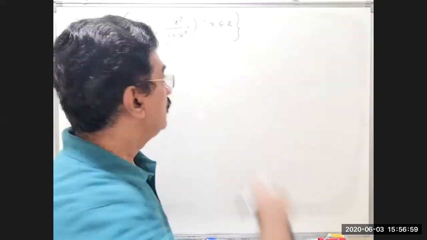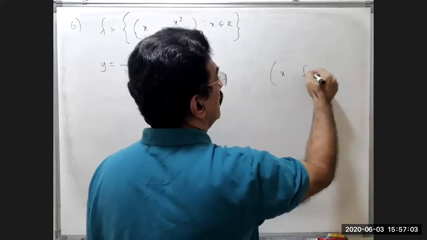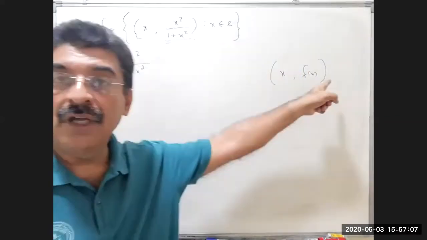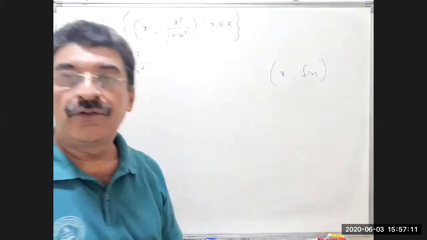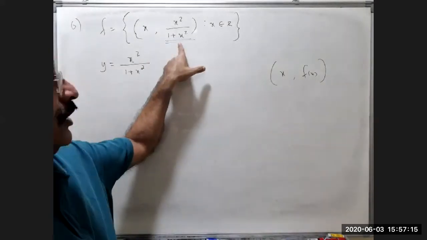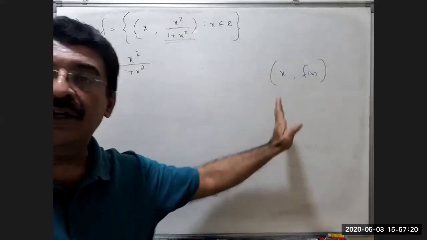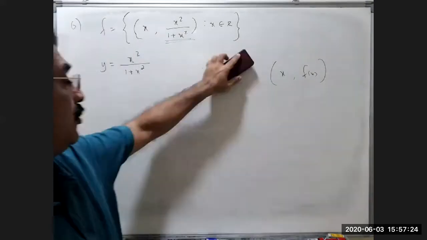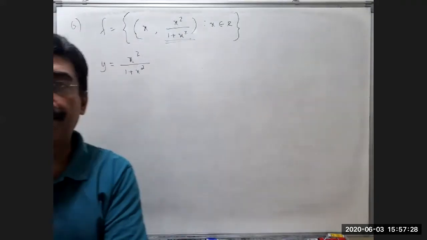Also remember, it can be written this way: x, f of x. This is also possible, because f of x is y. We write y is equal to f of x. So, writing an ordered pair, we can write x and the definition of y, or x, f of x. All these are ordered pairs. The second number denotes the y coordinate. So, y is equal to x square by 1 plus x square.